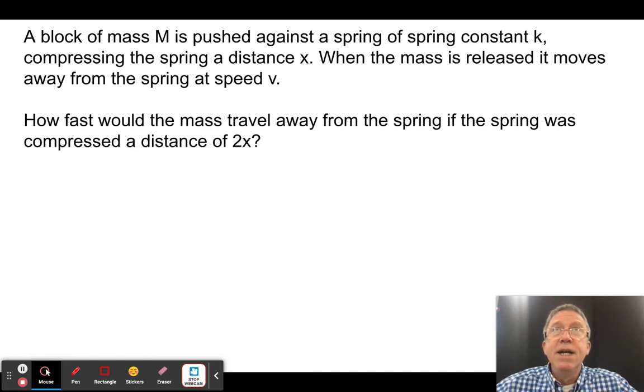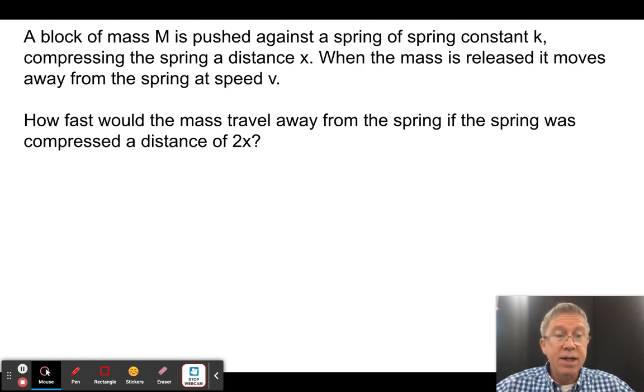So let's try this one here. Let's say I have a block of mass m pushed against a spring of spring constant k, compressing it a distance x. When the mass is released, the block moves away at speed v, like we just saw in the previous examples. Well, how fast would it travel away if the spring was compressed a distance of 2x?